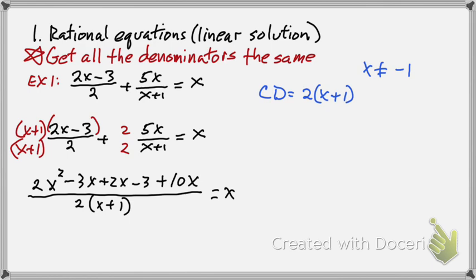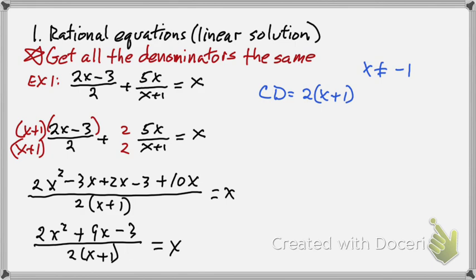I move to the second fraction. 2 times 5x gives me 10x. Now notice those are all over the same common denominator. On the right-hand side, I've still just got x. I combine like terms, and that gets me to here.